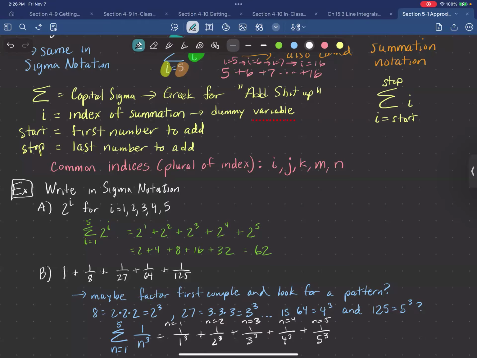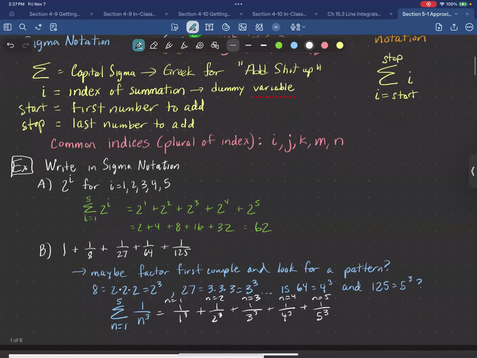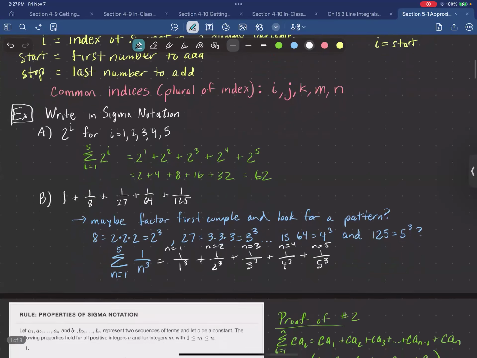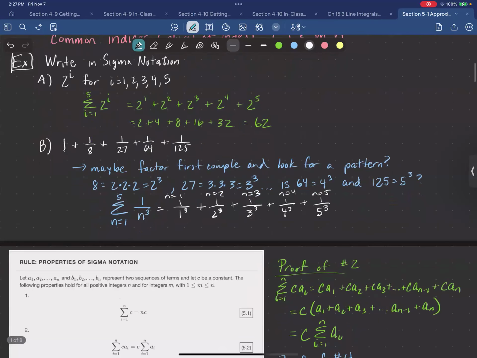I was able to get an exact answer up here pretty easy, but getting an exact answer right here, I imagine is not going to be pleasant. We could, if we wanted, get a lot of decimal places, okay? So the rules and properties of sigma notation, we've got a few.